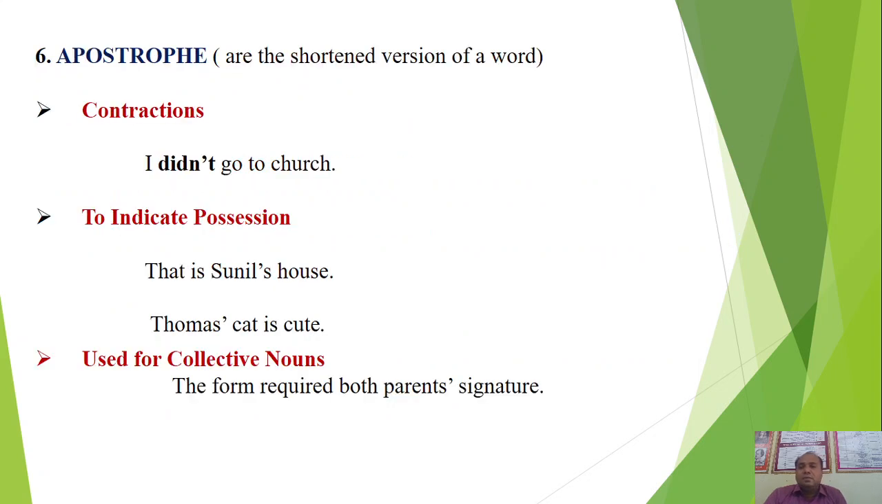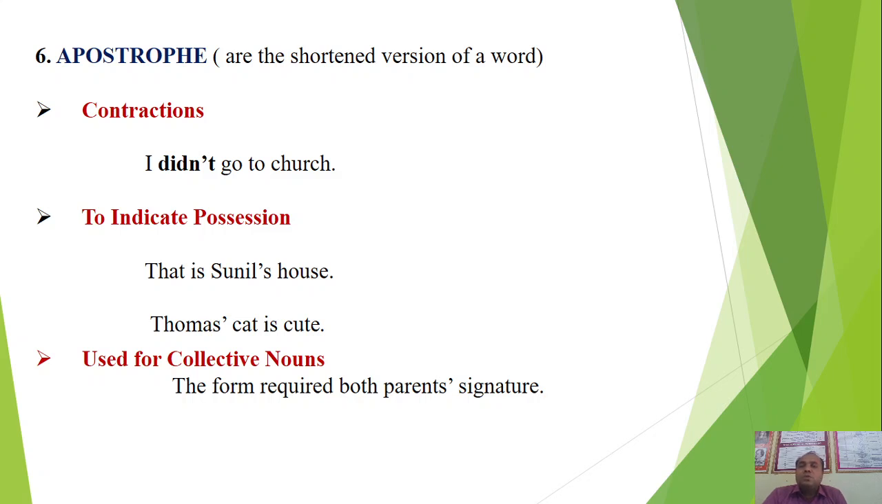The next punctuation mark that we are taking here is the apostrophe. These are used in a shortened version of a word. The first example under this is contractions. Contractions are the shortened version of a word. I didn't go to the church. Instead of I did not, we use the contraction I didn't.